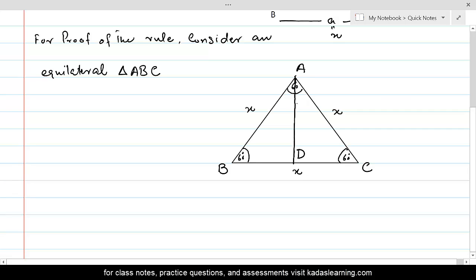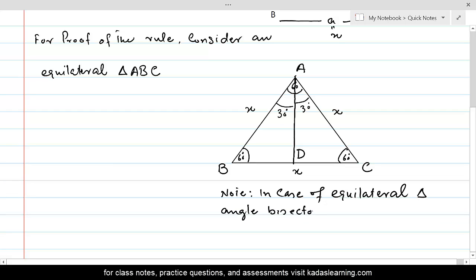It is interesting, not only is this an angle bisector, which means that angle 30 degree on this side and angle 30 degree on this side, this is also perpendicular. This is a perpendicular bisector as well. In case of an equilateral triangle, the angle bisector is also the perpendicular bisector of the opposite side. Let's write it down here.